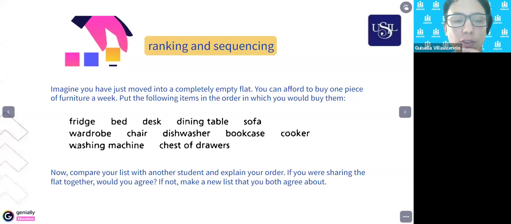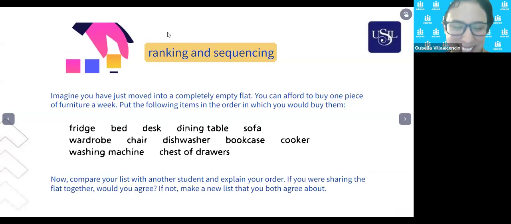So here they have to put this in order of importance. The most important furniture. What is the most important, guys, for you? Fridge, bed, desk, dining table, the sofa. What is the most important? The bed. Yes. Okay, so in number one, we have bed.